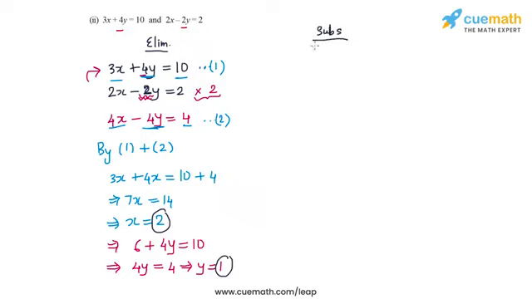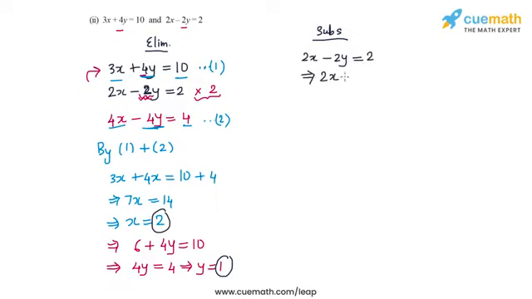So in substitution, what we can do is take any of the equations and find one of the variables in terms of the other. Let me take the second equation, 2x minus 2y is equal to 2, and write x in terms of y.